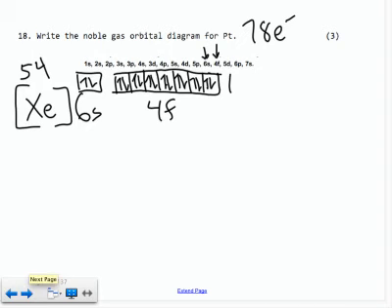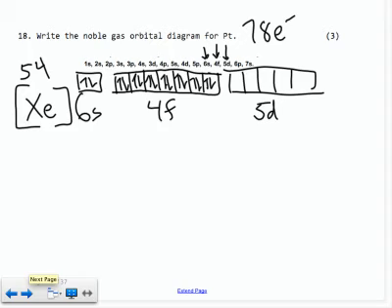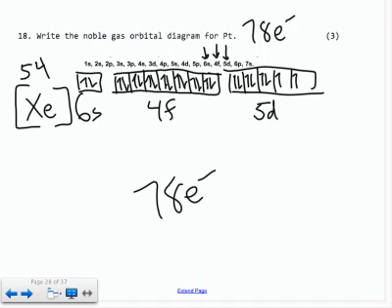The next level in the sequence is 5d, so this is going to be 1, 2, 3, 4, 5 boxes. So I'm up to 54, I'm up to 70, so I need 8 more. 1, 2, 3, 4, 5, 6, 7, 8. So the last 2 boxes only have 1 electron each. That gets me to 78 electrons.